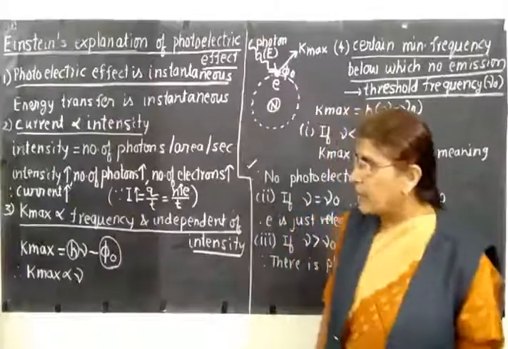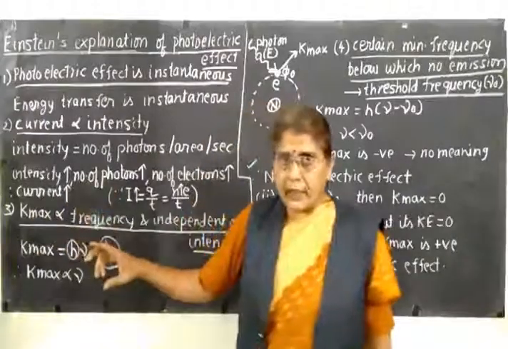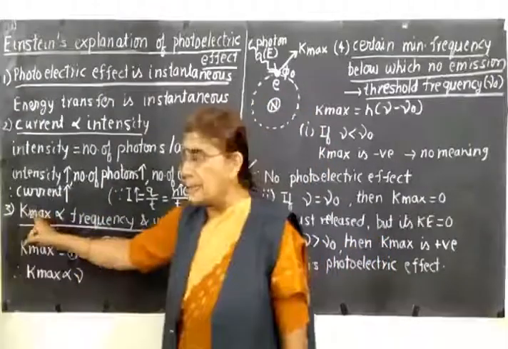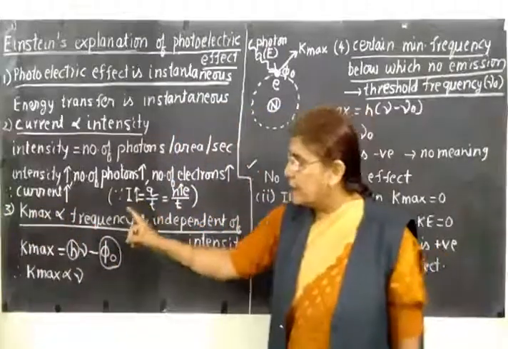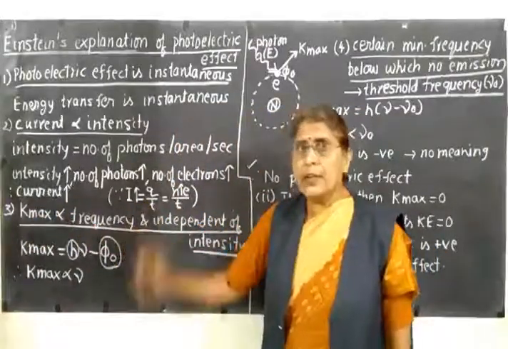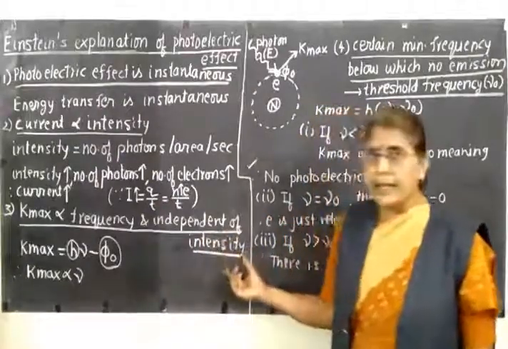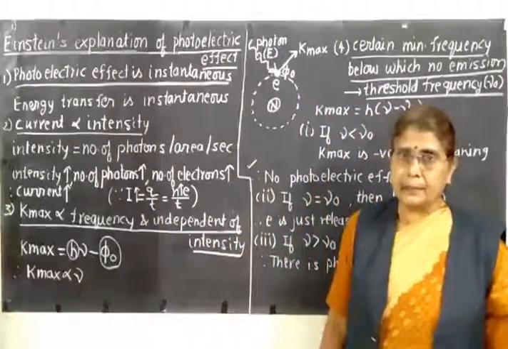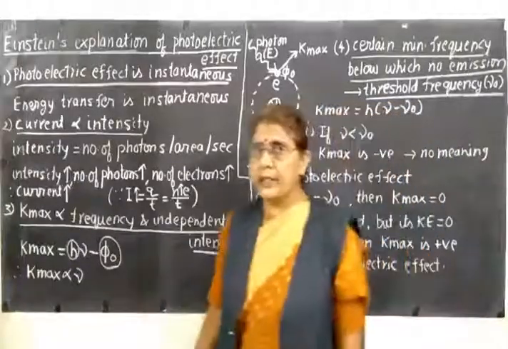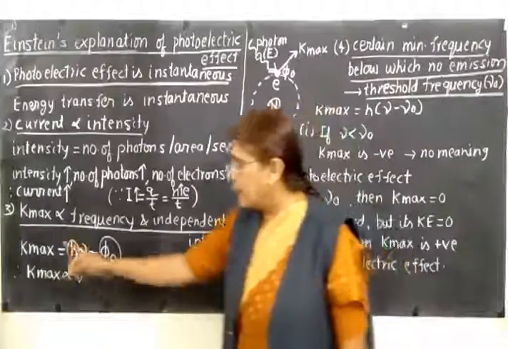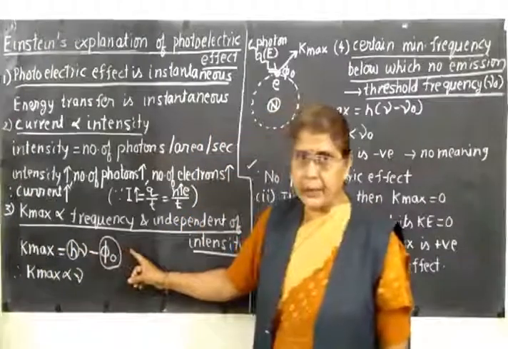Then the third observation we had studied was the stopping potential, or equivalently you can call it maximum kinetic energy. So maximum kinetic energy is directly proportional to the frequency of radiation and it is independent of the intensity of radiation. Now let us consider Einstein's photoelectric equation which we have derived just now. The equation is Kmax equals h nu minus phi 0.